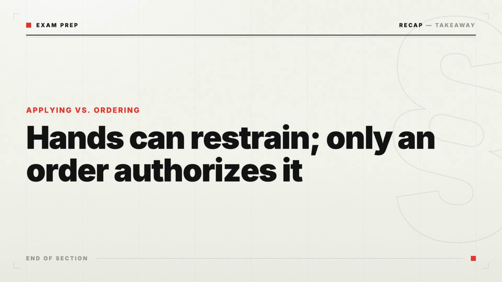The key nuance is applying versus ordering. A nurse's hands may place the restraint, but a provider's order authorizes it, and that order can never be permanent, generic, or reused without renewal.